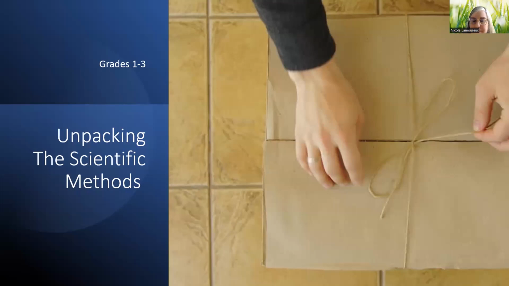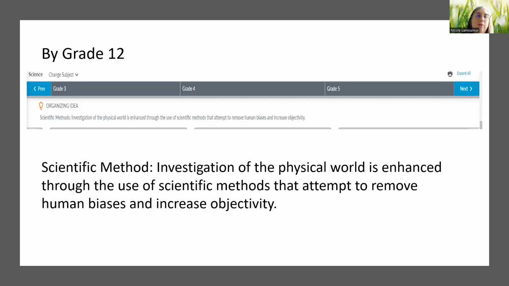Okay, so when Chris talked about the organizing idea, it does go to the end of grade 12. I know that the secondary curriculum isn't quite out yet, but the organizing idea, think of it like planning with the end in mind. So this is what we want. This is the overarching goal: by the end of grade 12, they're going to walk away knowing and understanding that investigation of the physical world is enhanced through the use of scientific methods that attempt to remove human biases and increase objectivity.